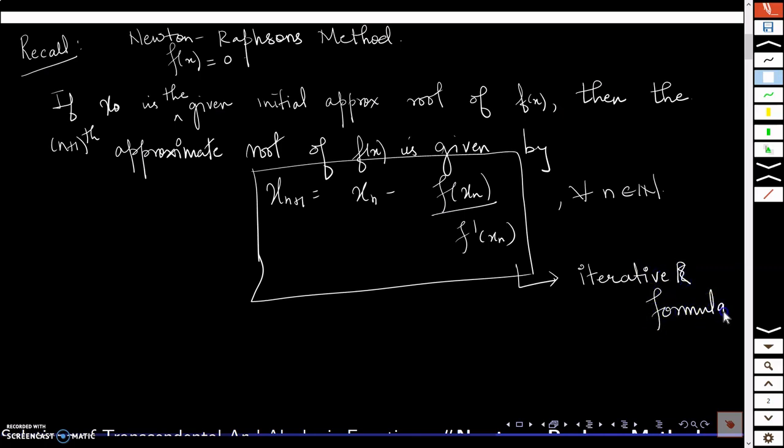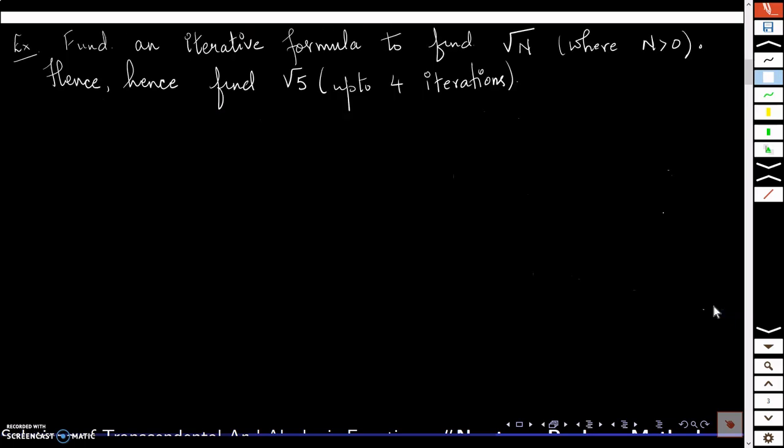Now let's see some applications of this. So consider this one. Find an iterative formula to find square root of any given positive real number. So if I give you any positive real number capital N, then how can I find an iterative formula to find the approximate value of the square root of that real number? For example, if I give you 3, I need an iterative formula that will give me the approximate value of root 3.